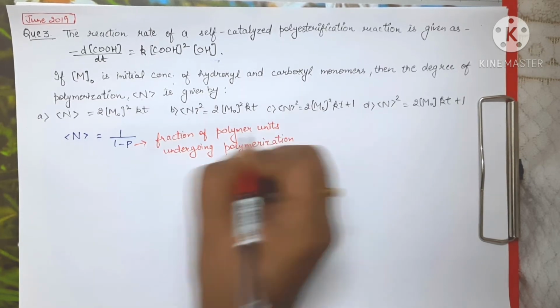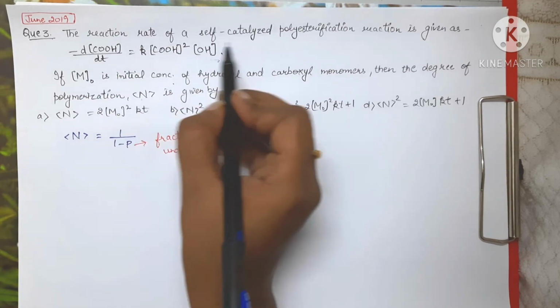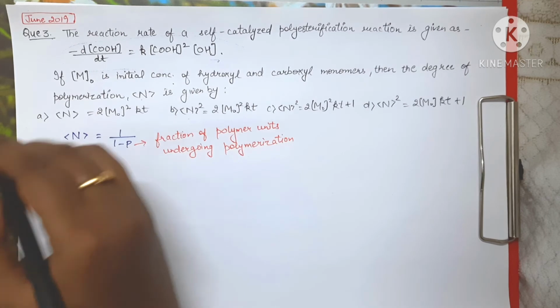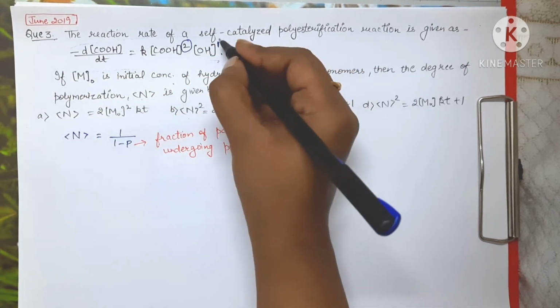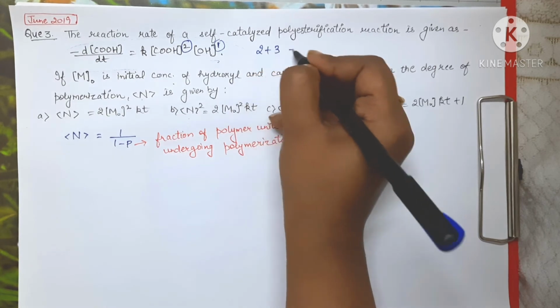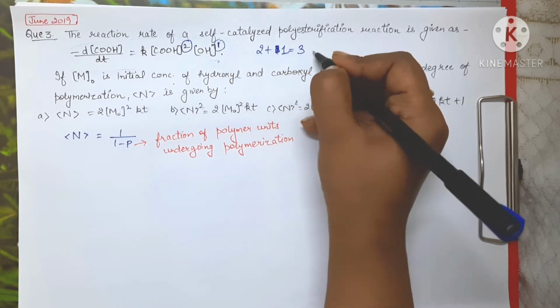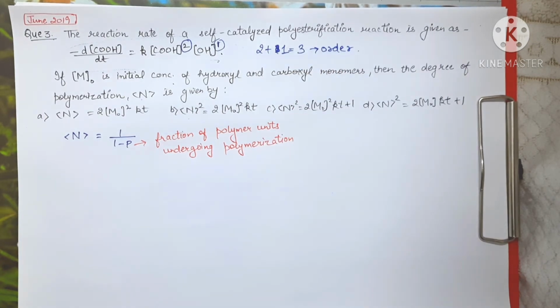So P basically is representing the fraction of polymers which are undergoing polymerization. And also if you look at this expression, from this expression you can find out the order of reaction. The order will be 2 and here it's 1. So 2 plus 1 is 3. This is the order of reaction, right?